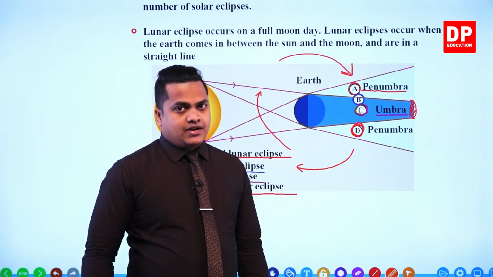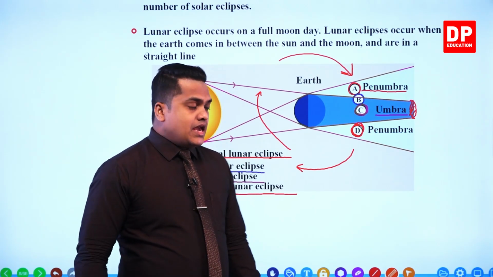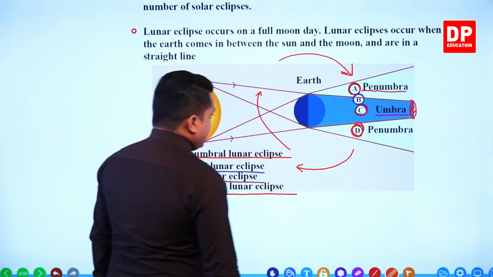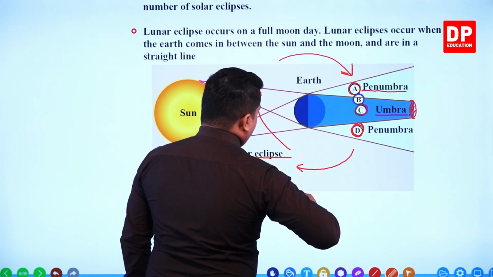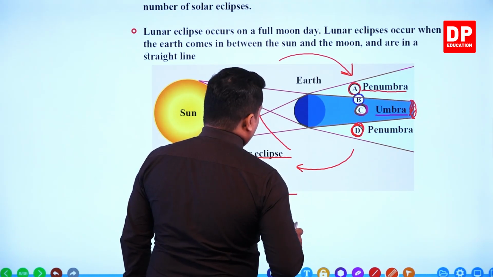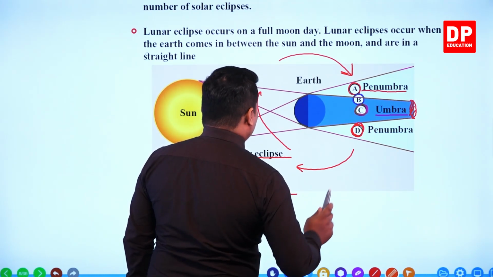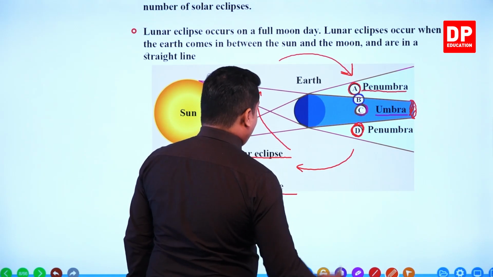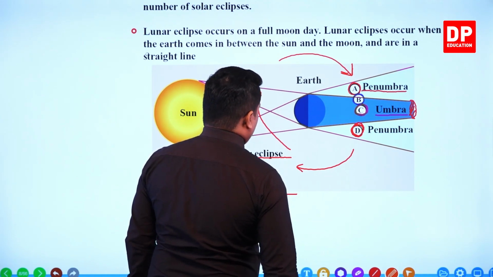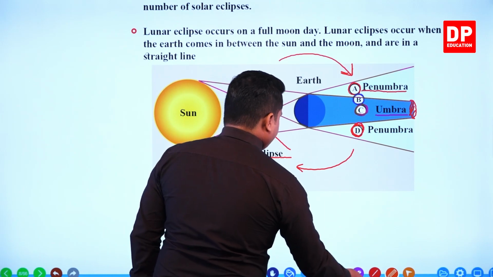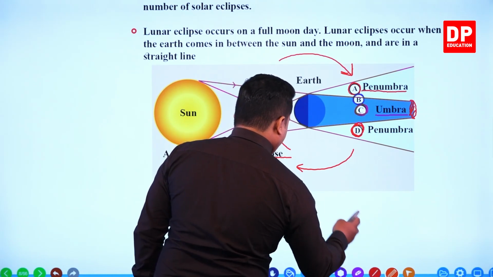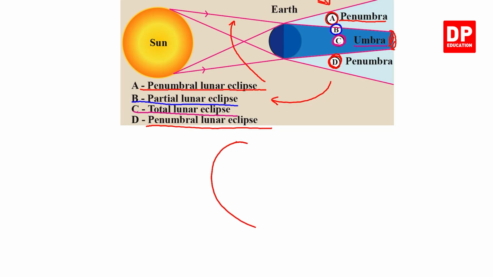Partial lunar eclipse. As you can see, the Earth is somewhat larger. Actually, it is way larger than the moon. Therefore, when you draw a figure, it should be like this. Earth.